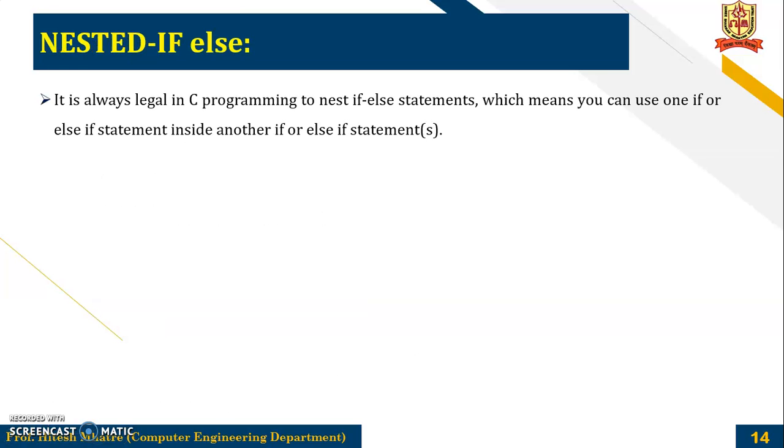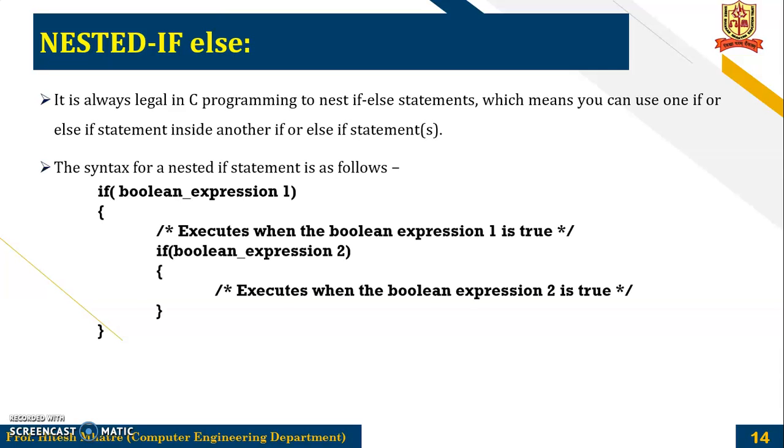Then nested if else. It is always legal in C programming to use nested if else statements, which means you can use one if or else if statement inside another if or else if statement. Now the syntax is, this is one condition if. Now inside an if you are again giving another condition, so this becomes nesting. So you can have any combination of your if and else.